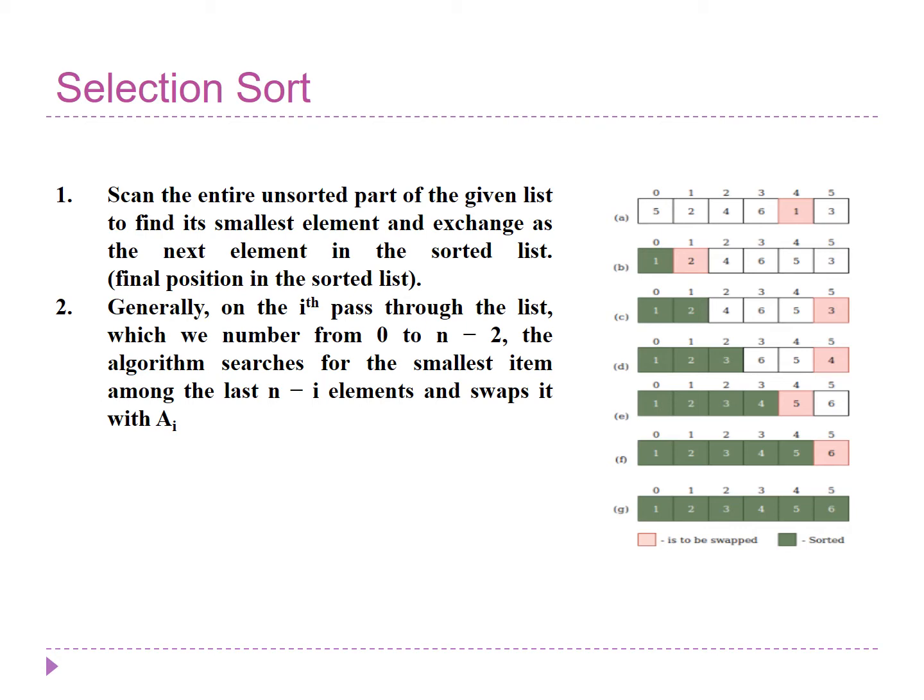The pictorial representation is as given here. In the first iteration marked as A, it finds the smallest element, which is 1, and swaps it with the element at index 0, and this is done at each iteration until the sorted array is obtained.